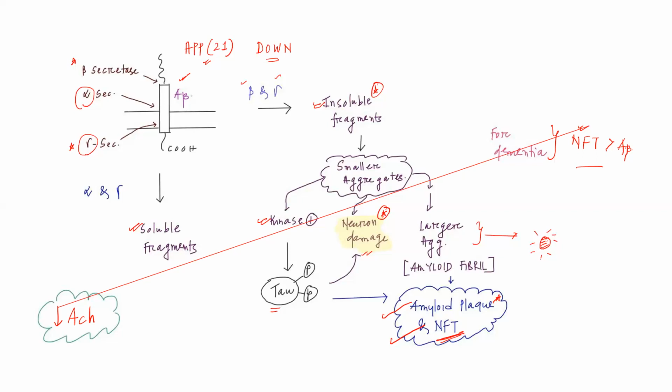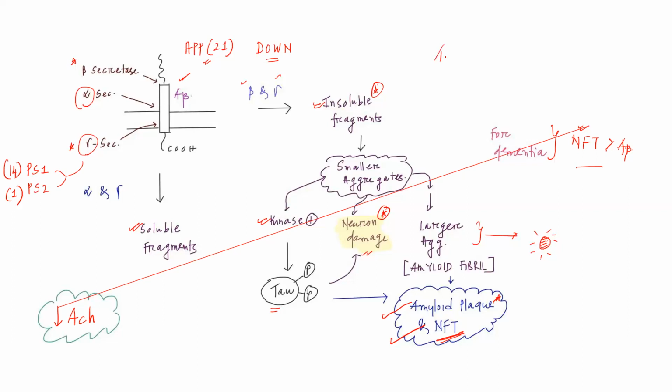Similarly, gamma secretase contains two proteins, presenilin 1 and presenilin 2. Presenilin 1 is present on chromosome 14 and presenilin 2 is present on chromosome 1. Mutation in these genes can also cause early onset dementia.